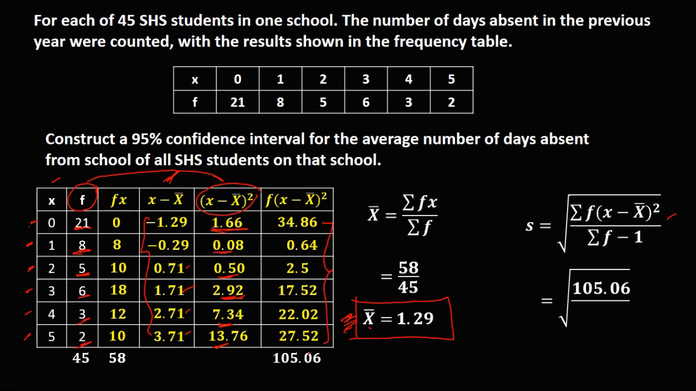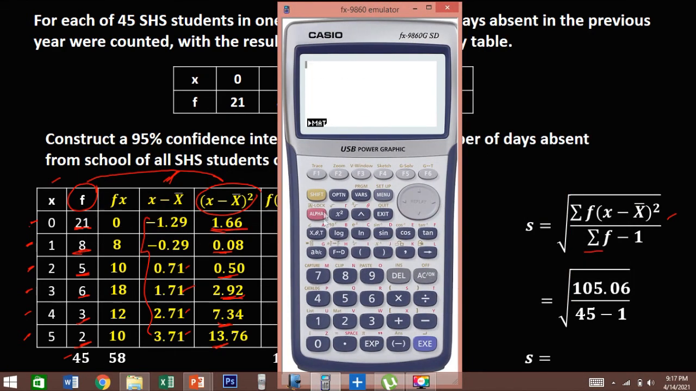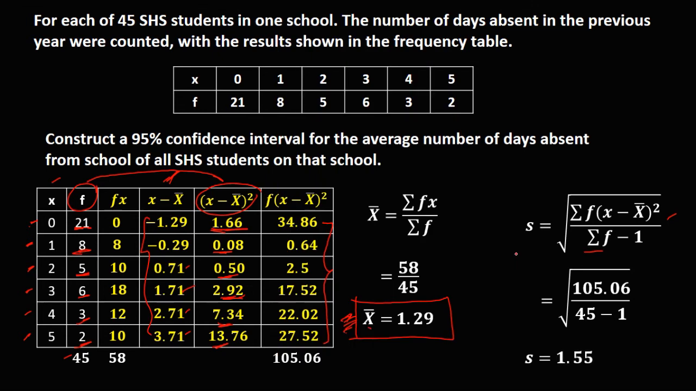So the square root of 105.06 divided by summation of f, that's 45 minus 1. To solve now for the standard deviation, we have this square root, in parentheses, 105.06 divided by 45 minus 1, that's 44, then equals 1.55. So this is now the standard deviation.